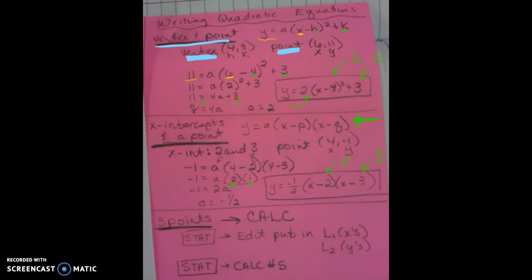All right, the last thing is something that we didn't really do. We did best fit instead, but I want you to be able to do this too. If you have 3 points, what you do is you hit stat and you go to edit and you put your x's in L1 and you put your y's in L2. And then you go back to stat and you go over to calculate and you choose number 5, which is quad reg. And from there, it's going to give you the ax squared plus bx plus c. And you plug in what a is, what b is, and what c is.